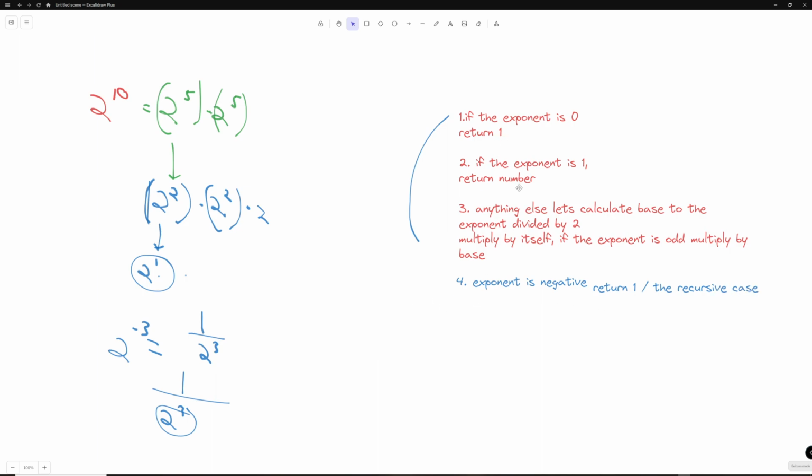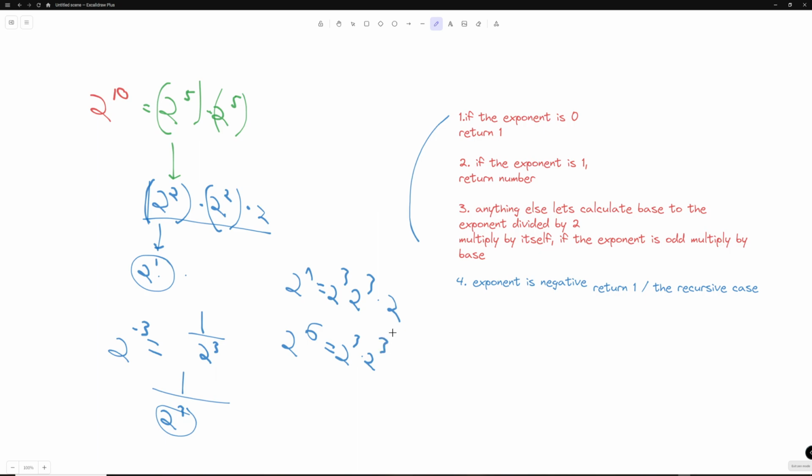So we have 0, we have 1, we have anything other than negative, right? We're just dividing our power by 2 every time. We're multiplying it by itself. And if the exponent is odd, we need to multiply by the base 1 more time. Because if it's like 2 to the 5th, we need 2 squared times 2 squared times 2. Same thing if we have 2 to the 7th, we would need 2 cubed times 2 cubed times this extra 2. Where if we have 2 to the 6th, it would be just 2 cubed times 2 cubed.